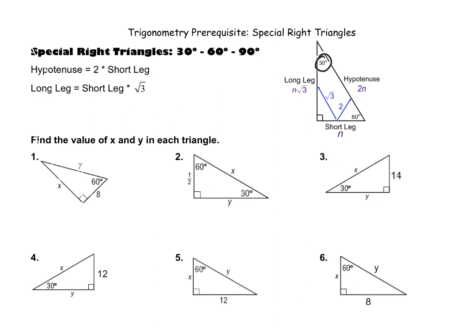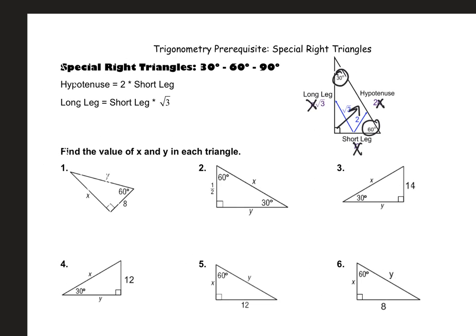So the leg that's across from the 30-degree angle, I'm going to relabel it as X. That's your short leg. The leg that's across your 60-degree angle, that's your long leg. Your long leg is the short leg times radical 3. And then the one across from your 90-degree angle is always your hypotenuse, and that's always double the short leg.